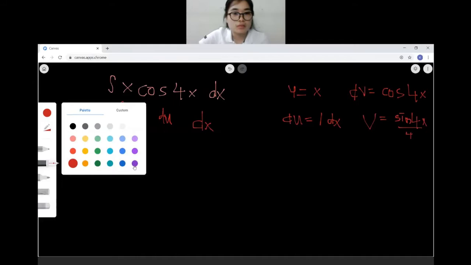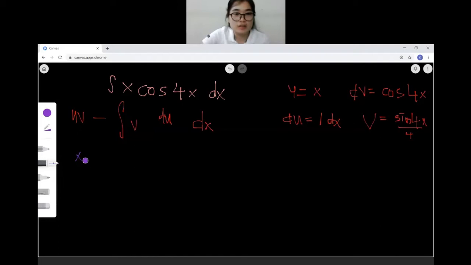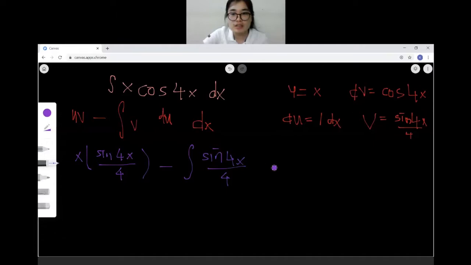Okay, so should we write x times sine 4x over 4, minus the integration of sine 4x over 4? Because this is 1 dx, right? So that means only dx. Okay, understand here? All right, so we will multiply it, and you will get x sine 4x over 4.